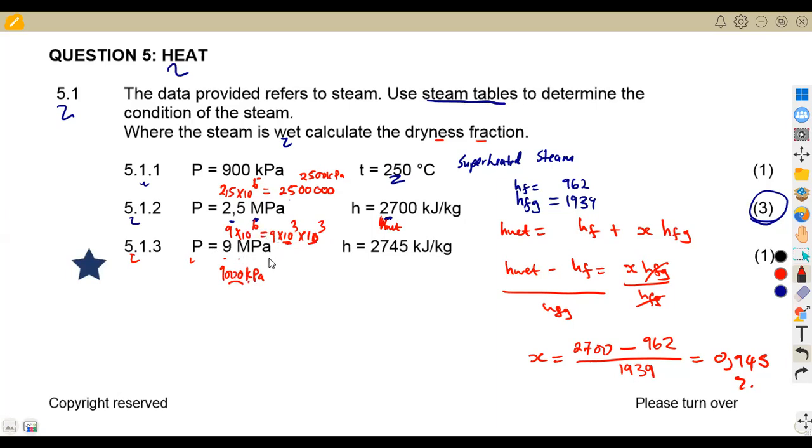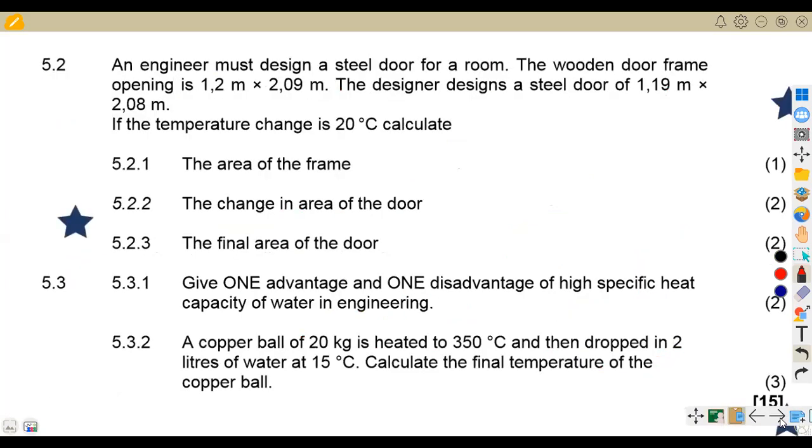If you compare the temperature, you're going to see that it gives us a dry saturated steam. So that's a dry saturated steam. I know that most of us have a lot of confusion here, so I'm going to try my best to explain this using the steam table as a soft copy.